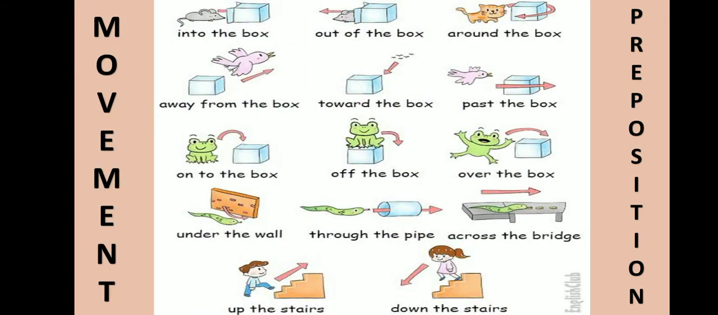Let's have some examples of movement prepositions. We have here into the box, out of the box, around the box, away from the box, toward the box, past the box, onto the box, off the box, over the box, under the wall, through the pipe, across the bridge, up the stairs, down the stairs.